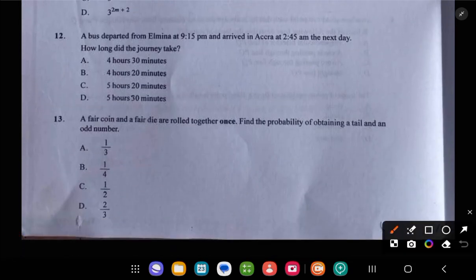Question 12. A bus departed from Elmina at 9:15 p.m. and arrived in Accra at 2:45 a.m. the next day. How long did the journey take? So in order to solve this, you don't really have to use the subtraction, because if you use subtraction, you just mess the whole thing up. Because when you look at the clock, moving from 9:15 to 2 a.m., it's like there's a reduction in the number.